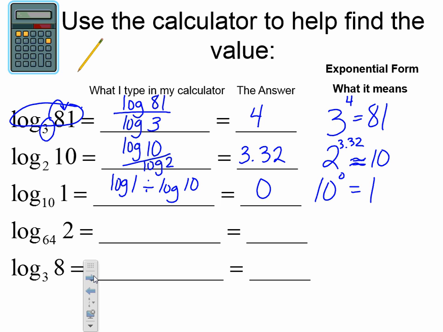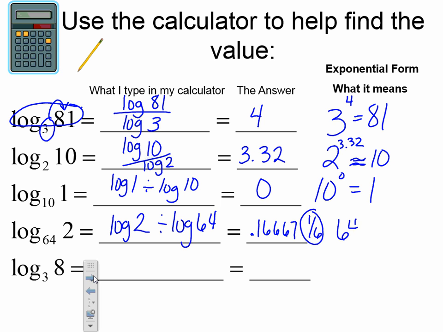So continuing again, log of the 2 divided by log of the 64. And we'll ask our calculator, log of 2 divided by log of 64. That is 0.16667, which is, as a fraction, if your calculator gave it to you as a fraction, 1/6. Okay, that's the power that equals here. So that means 64 to the 1/6 power, the 6th root of 64, equals 2.